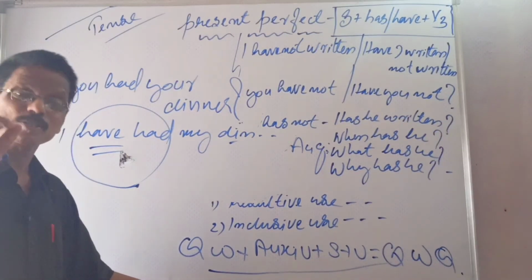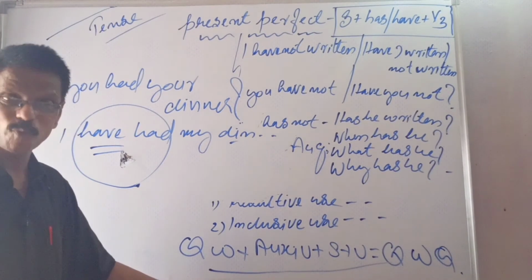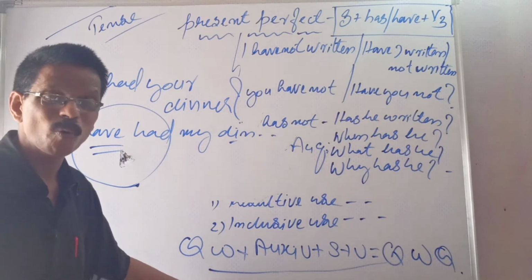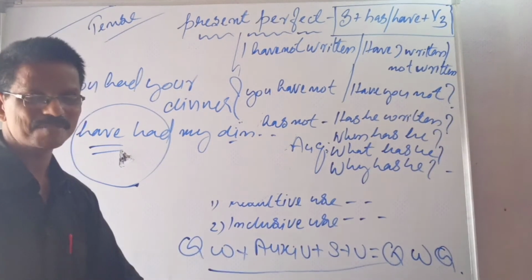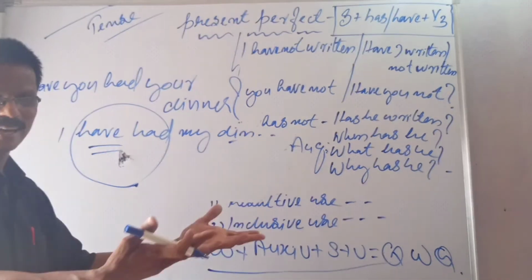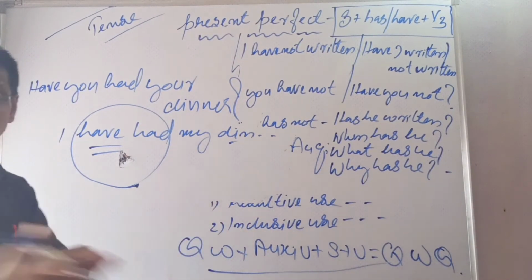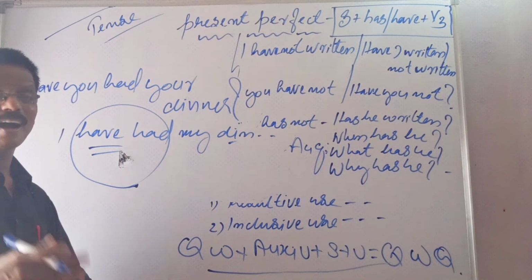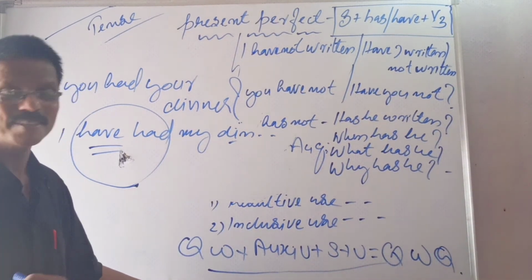I repeat, especially when you're offering someone something, don't say eat it, take it. No, it is not polite at all. Say have it please. Come, have it please. Have you had it? Have you had that? Have you had your dinner? Is it not so? Yes, I have had my dinner.